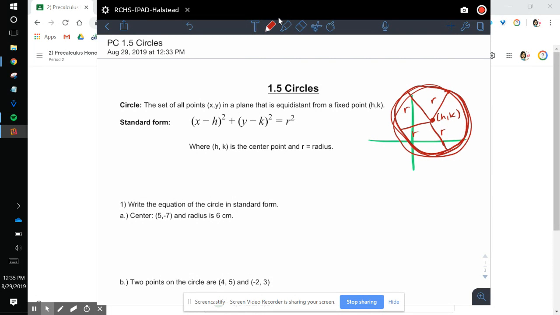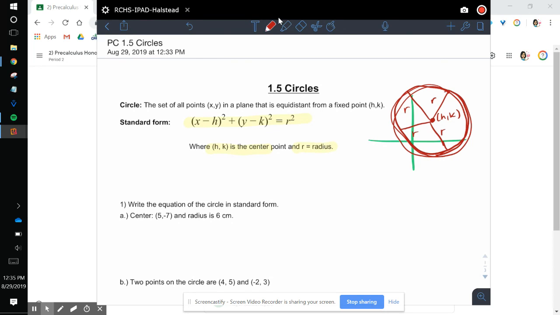Okay, so the standard form equation of a circle is (x minus h) squared plus (y minus k) squared equals r squared. So it's basically the Pythagorean theorem with a transformation. The h comma k is the center and the radius is r.